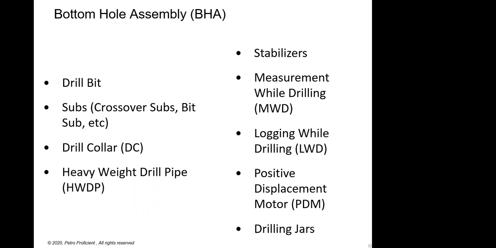You also have heavyweight drill pipe, stabilizers, measurement while drilling, that is MWD, commonly logging while drilling, your mud motors, your drilling jars. So a number of things are used in a deviated well as part of the BHA. Then you also have stabilizers. You can have hole openers, you can have reamers. So many different types of components are used in a BHA.